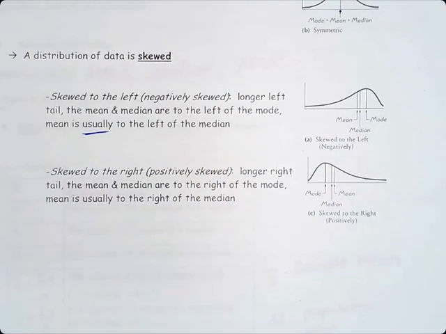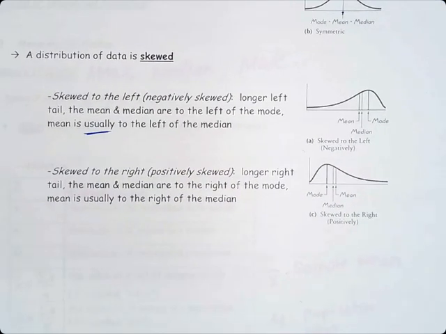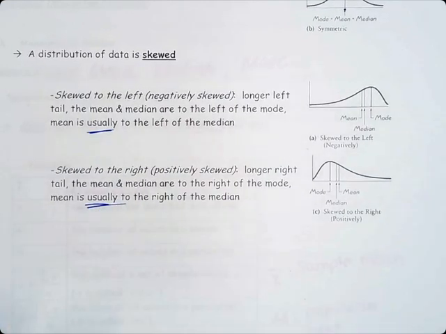And then if the data is skewed right, longer right tail, the mean and median are to the right of the mode. Mean is usually to the right of the median. So usually again. Okay, so you will work on 3.1 assignment today.